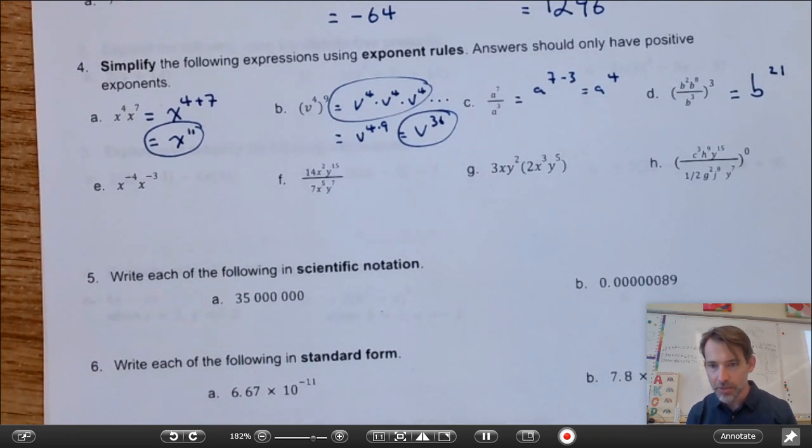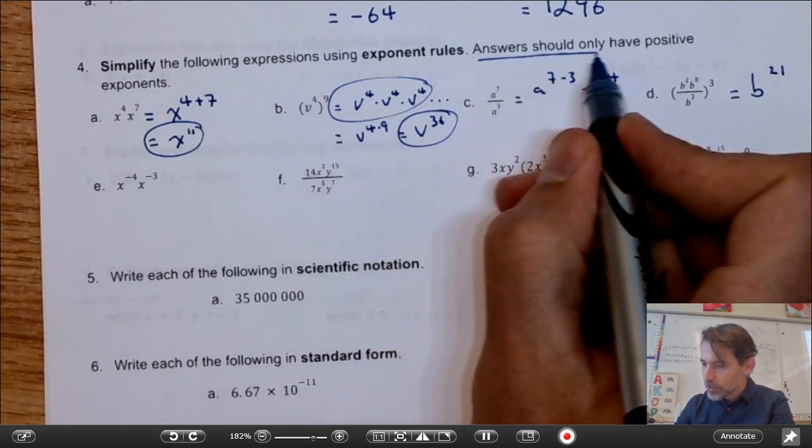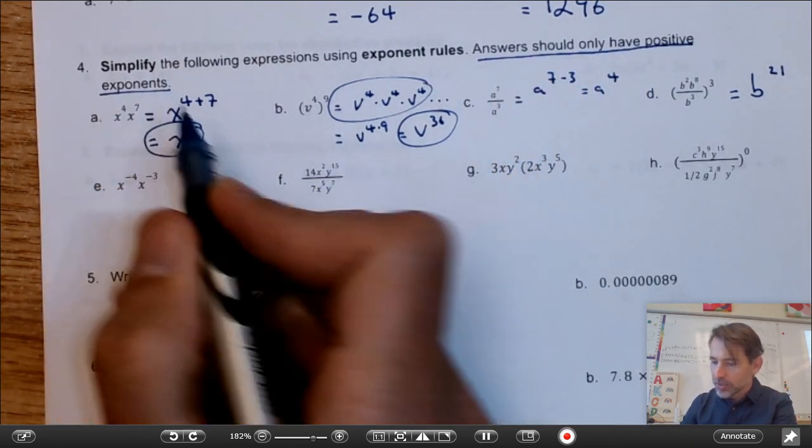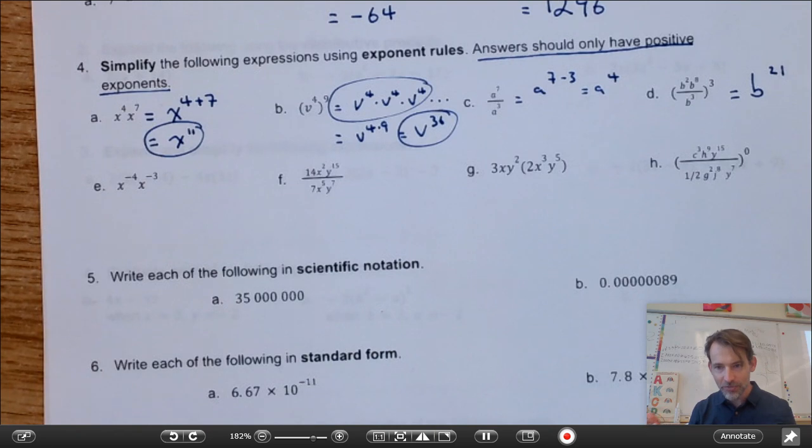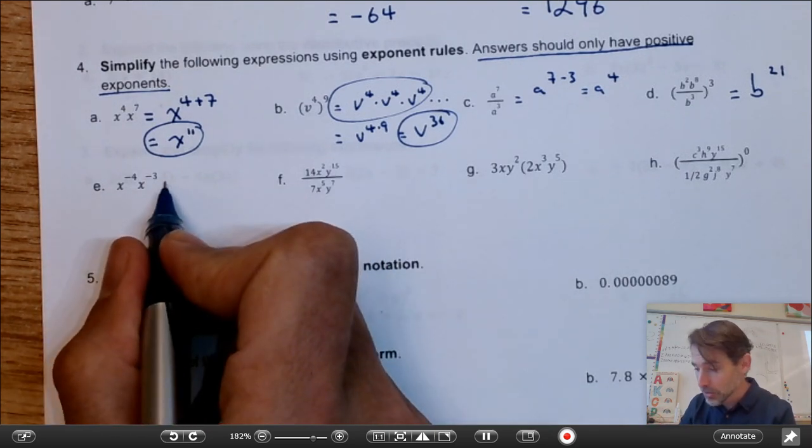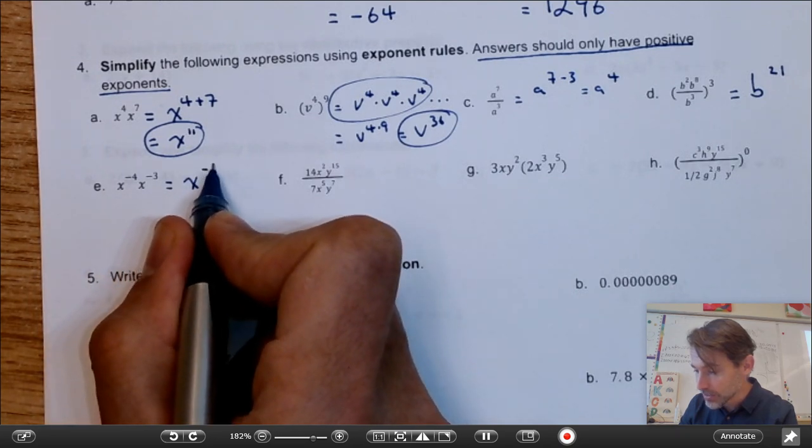X to the minus 4 times x to the minus 3. But the answer should only have positive exponents. Oh my goodness. Well, let's first start with our exponent laws. This is going to be add the exponents together, so that's equal to x to the negative 7.